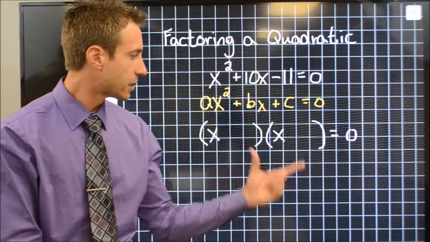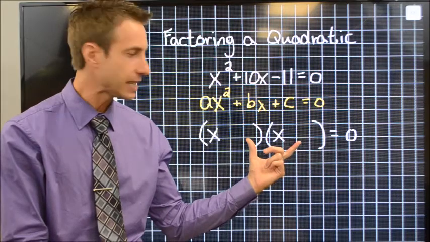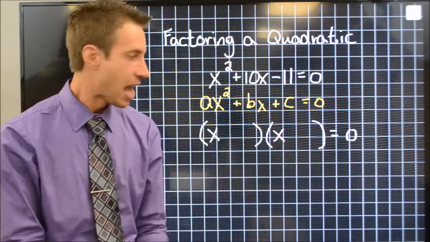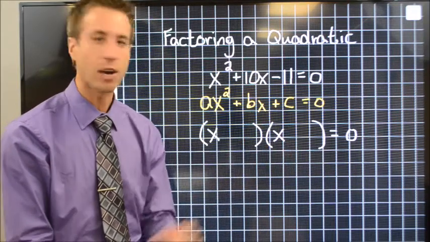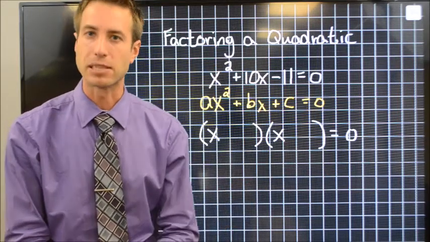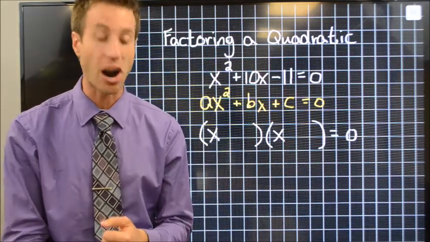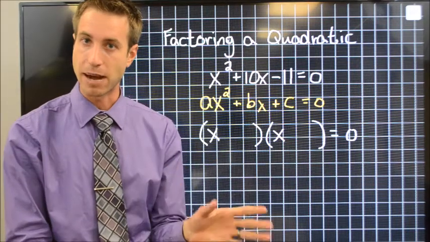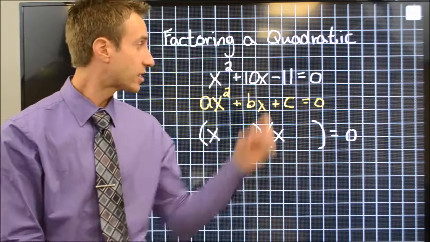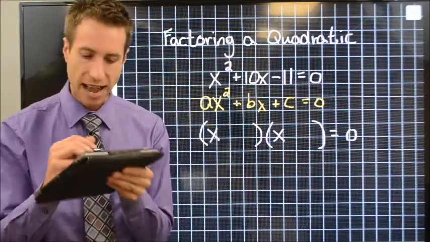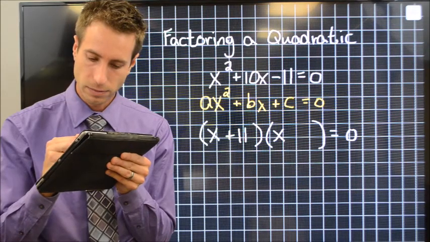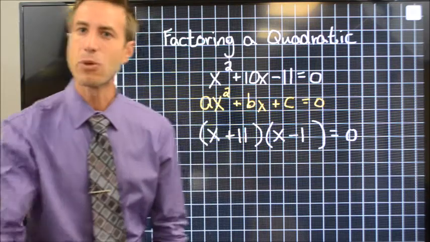But now what I need is to finish these binomials with two numbers, and I need those two numbers when I multiply them together to get me a negative 11. And when I add those two numbers together, they've got to sum to a positive 10. Well, like I said, this is easy. 11 is a prime number. So my only two options are either positive 11 and minus 1, or negative 11 and a positive 1. Well, since the 10's got to be positive, it's going to have to be a plus 11. And again, let me remind you of the way this works.